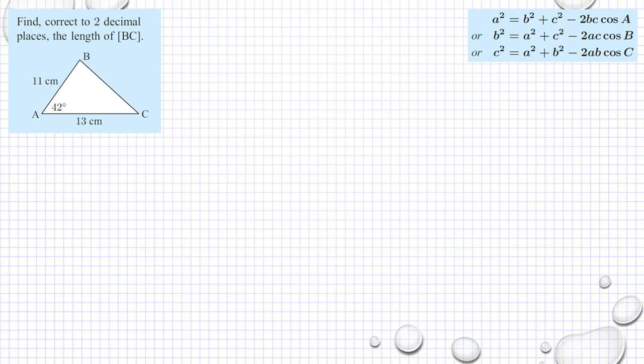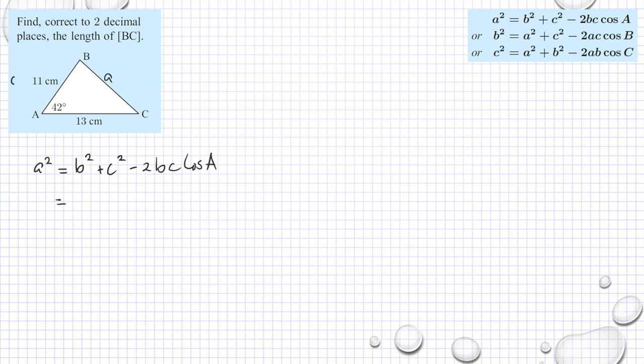Okay, welcome back. Some examples that I prepared. One of those is: find, corrected to decimal places, the length of BC. Since we're using A, B, and C, I can put this as side A. So we have A squared is equal to B squared plus C squared minus 2BC cosine of the opposite angle, cosine A.